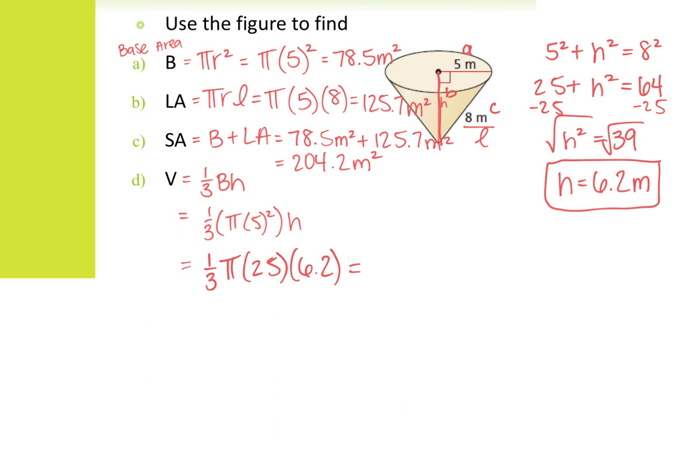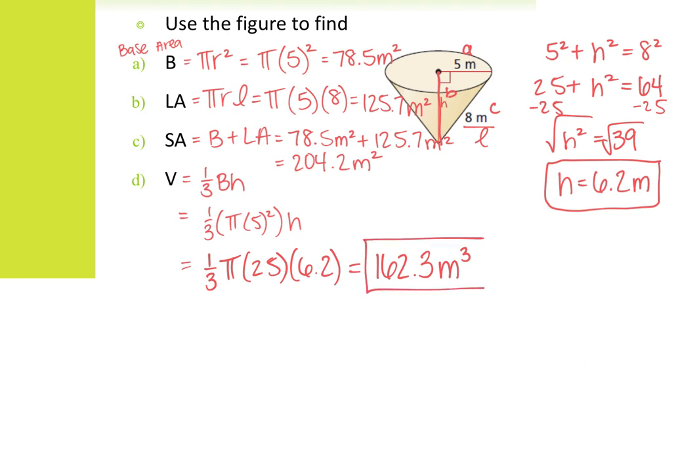okay? So it's going to be 1/3 pi divided by 3 times 25 times 6.2. 162.3. What units does this need? Christian? Meters cubed.